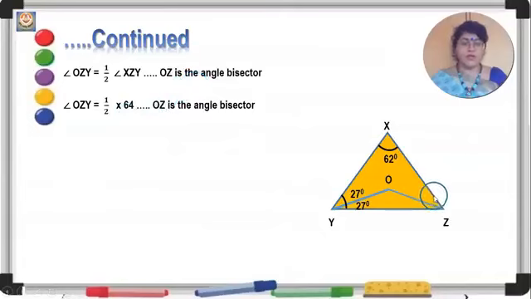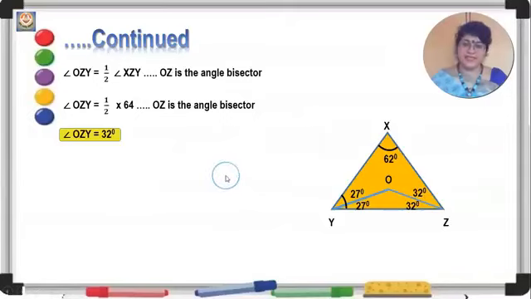Substitute, you already know this angle is 64 degree. So it is half into 64, and when you solve it, you get angle OZY as 32 degree. And students, since ZO is a bisector, this angle will be 32 degree, and so is the case with this angle. Both the angles will be congruent because ZO is the bisector. And this is the solution. Angle OZY equal to 32 degree.